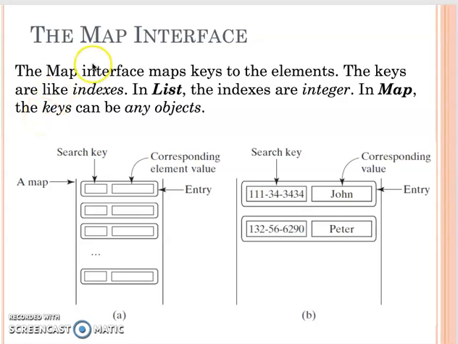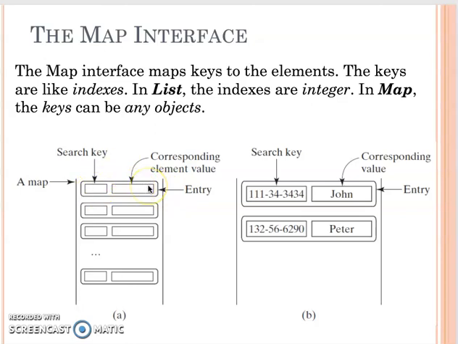So let's talk about map in this video. Map is a little different from all the data structures we talked about before. A map contains data entries, and each data entry has a key and the corresponding element value.